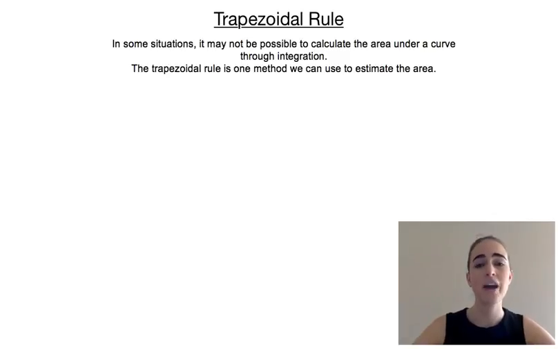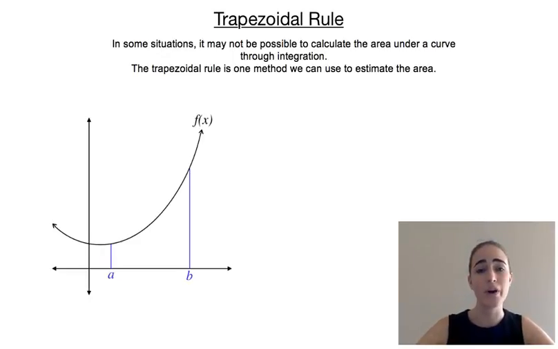In this video, I want to have a look at something called the trapezoidal rule. So in some situations, it might not be possible to calculate the area under a curve by evaluating an integral. So the trapezoidal rule is one method we can use to estimate that area. So let's have a look at how it works.